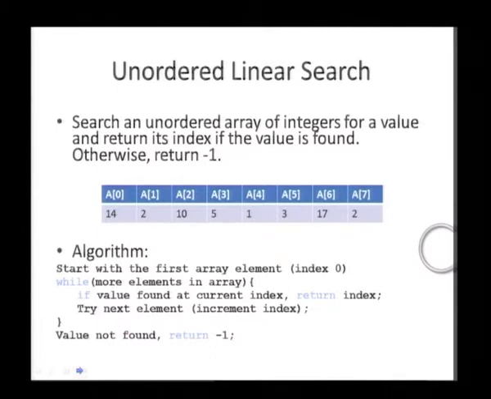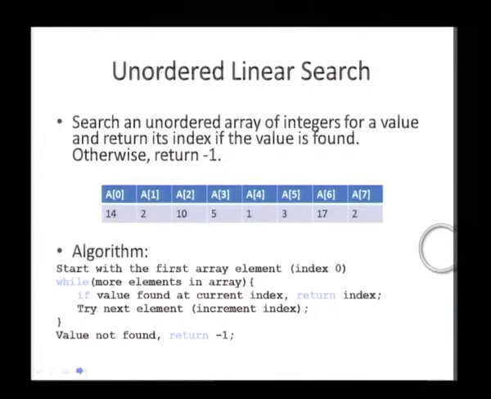Right? The algorithm is linear search, and it is unordered linear search because the algorithm does not use any structure of the data elements which are present in the array. For example, the data elements in the array could be sorted, but the description of the algorithm does not use that fact, and therefore this is called an unordered linear search.